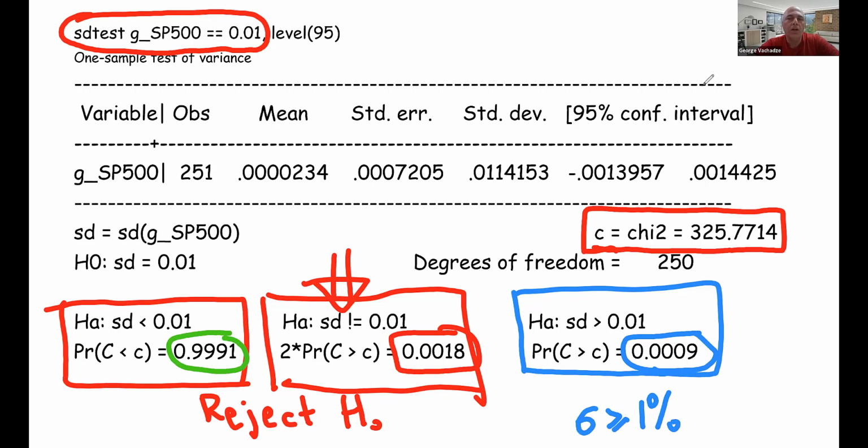If we rejected the H0 hypothesis, then the likelihood of type 1 error would exceed 99%, which is unacceptable. So we accept H0 if the alternative is less than 1%. We reject H0 if the alternative is that the daily standard deviation is not 1% or exceeds 1%.